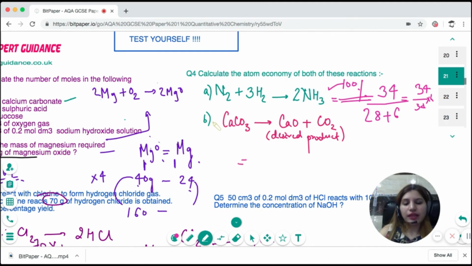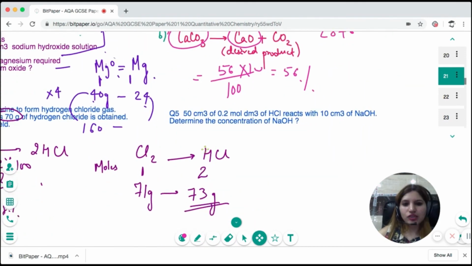Okay, now what about calcium carbonate? Our desired product is calcium oxide, and what is the mass of calcium oxide? 40 plus 16, 56, over the mass of the reactant. CaCO3 mass is 100. We times by 100, so 56% is the atom economy of this. Okay, now let's see the last question.